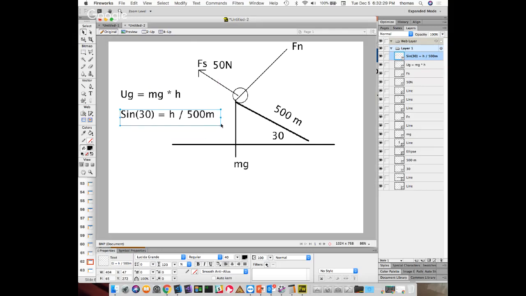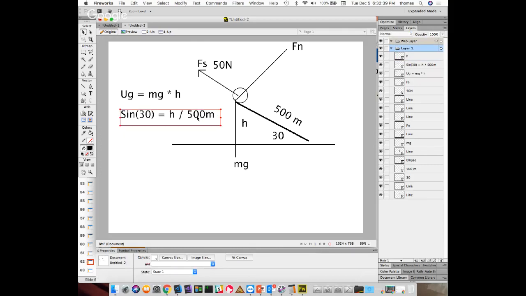Because, my friends, this is the height. That's what height is. This is the height, and that's the opposite, actually, height, right? So this is it. So now we have to figure out what h is, right? So we say h is equal to sine 30 over 500 meters. Let's just rearrange that.